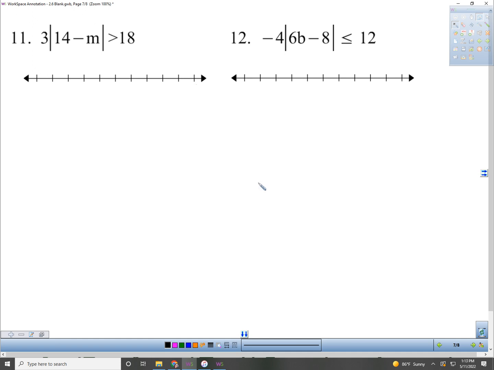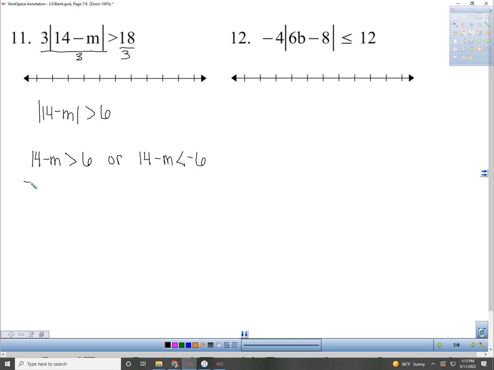All right, so number 11, we need to go ahead and divide by this 3 here. So we've got the absolute value of 14 minus m is greater than 6. All right. Now that that's isolated, I see that I have an or statement. So that gives me 14 minus m is greater than 6, or 14 minus m is less than negative 6.